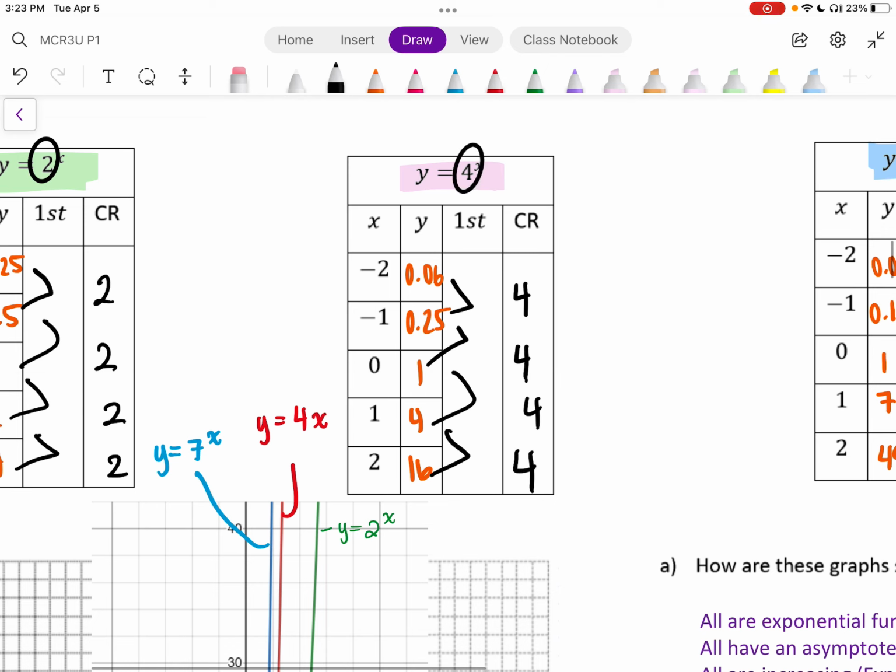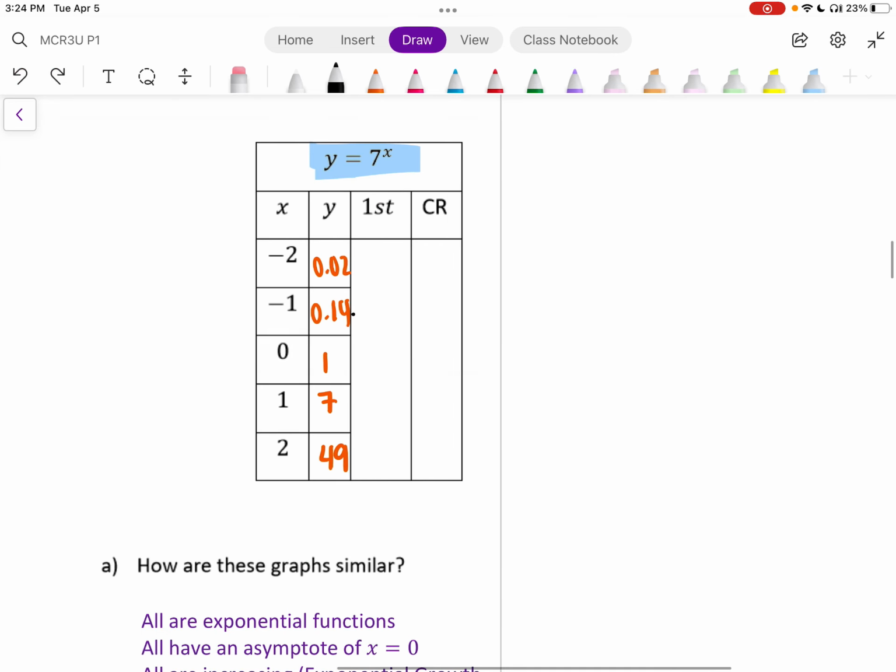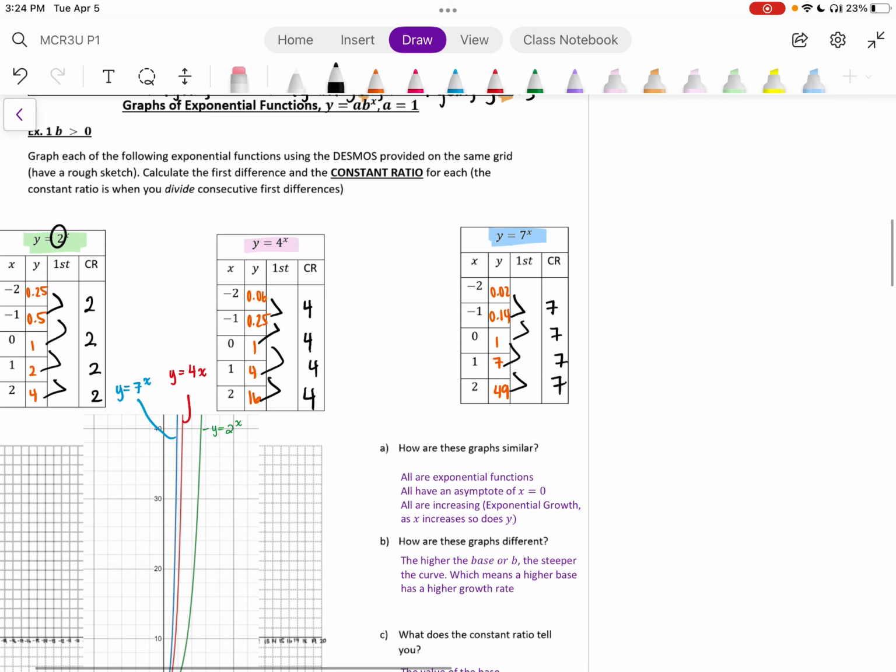Again, that makes sense because my constant ratio is my base, right? And then for this one, again, I just plugged it in and I found the constant ratios. 7, 7, 7 divided by 1 is 7, 49 divided by 7 is 7, right? And again, makes sense because my constant ratio is a 7.